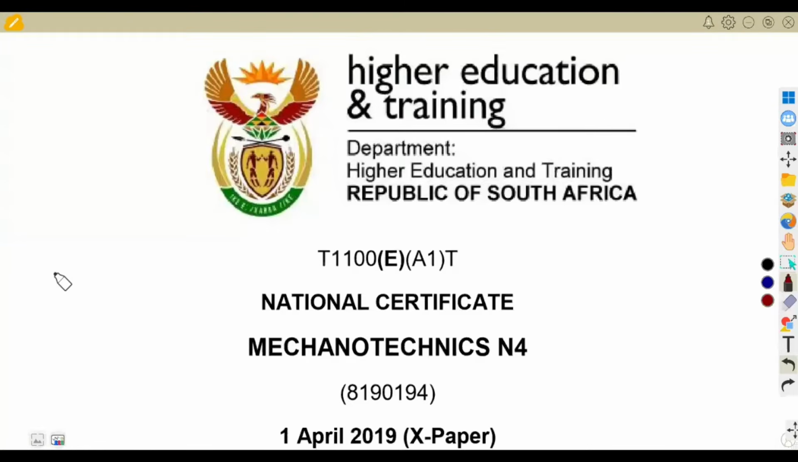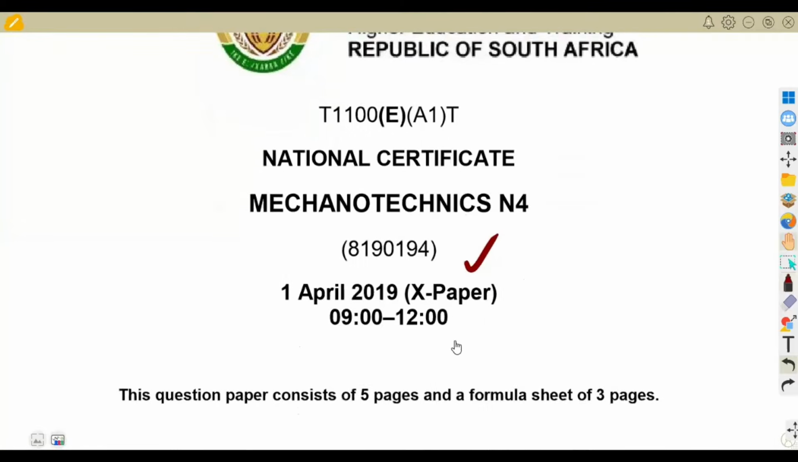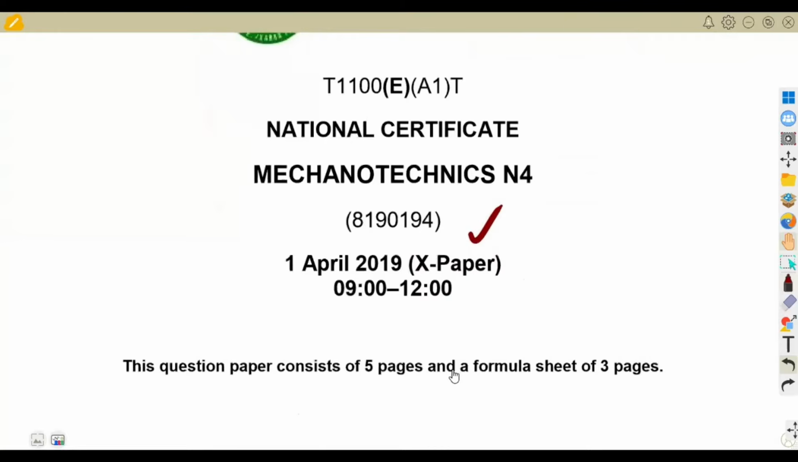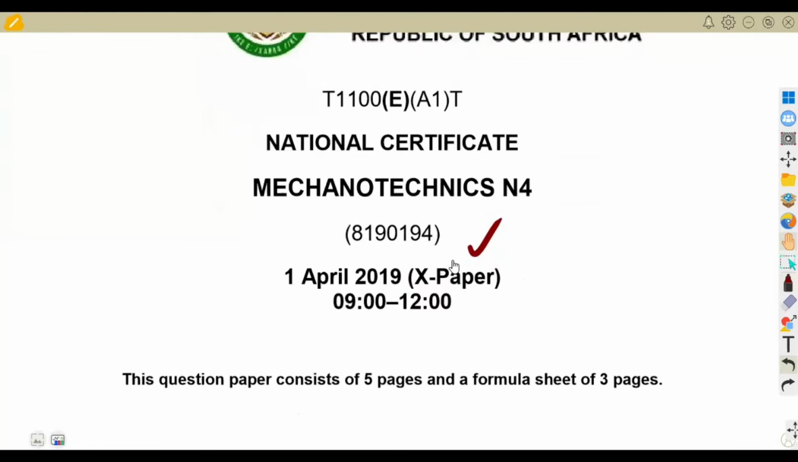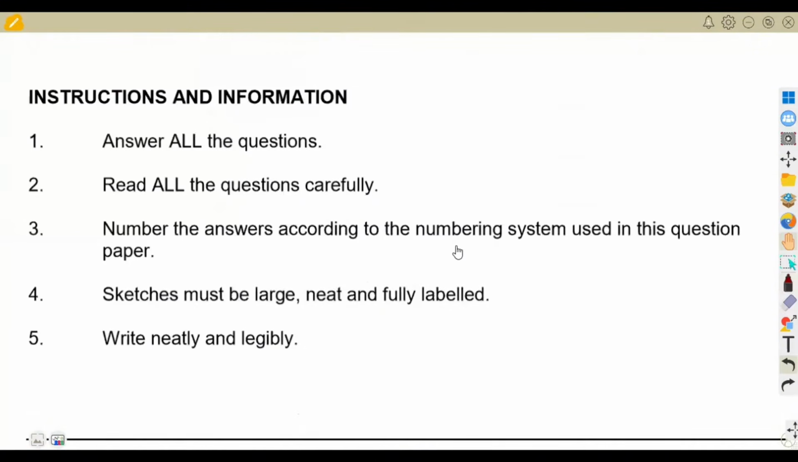All right, guys. There we have our question paper, April 2019, which is an X paper. As we are revising towards our exams, you are supposed to understand the questions, how they are given. At the end of the day, you need to know the typical questions, because if you check Mechanotechnics, it is just a repetition throughout. So once you know the idea of answering a question, you are good to go in each and every question.